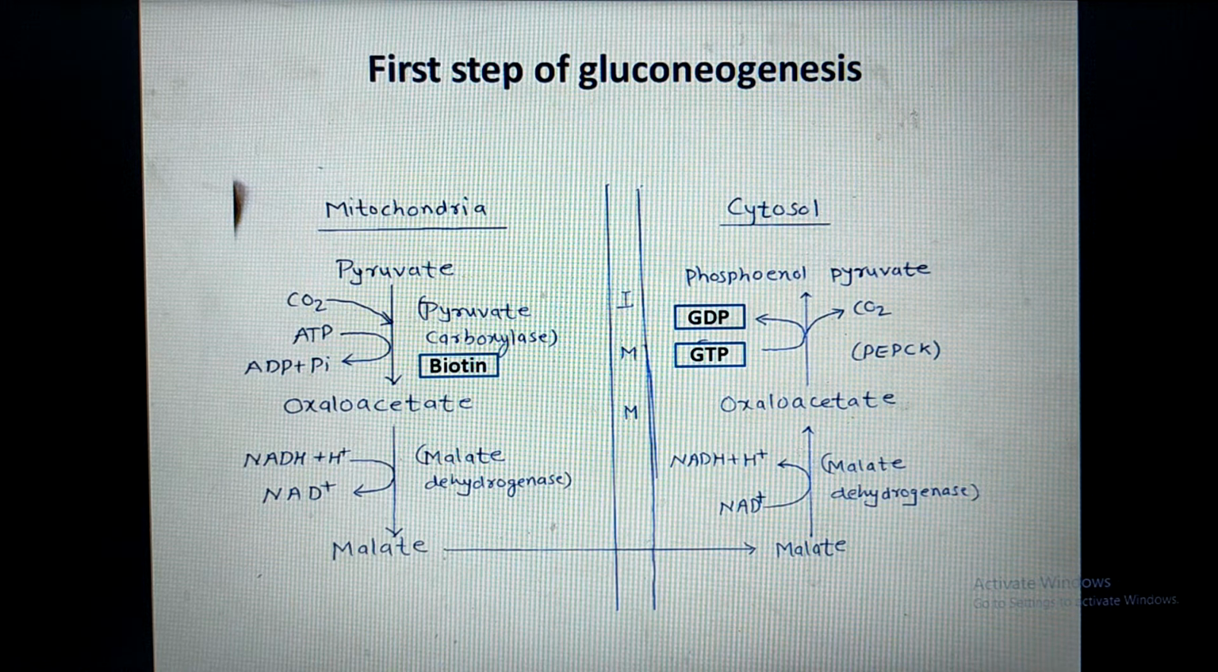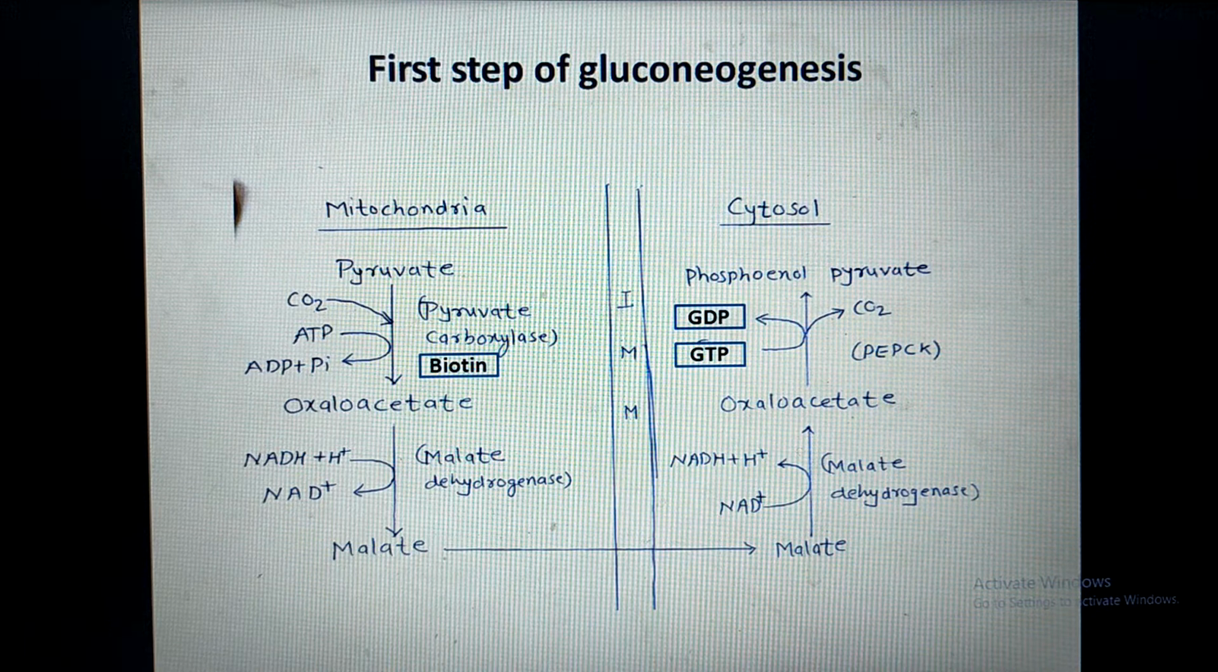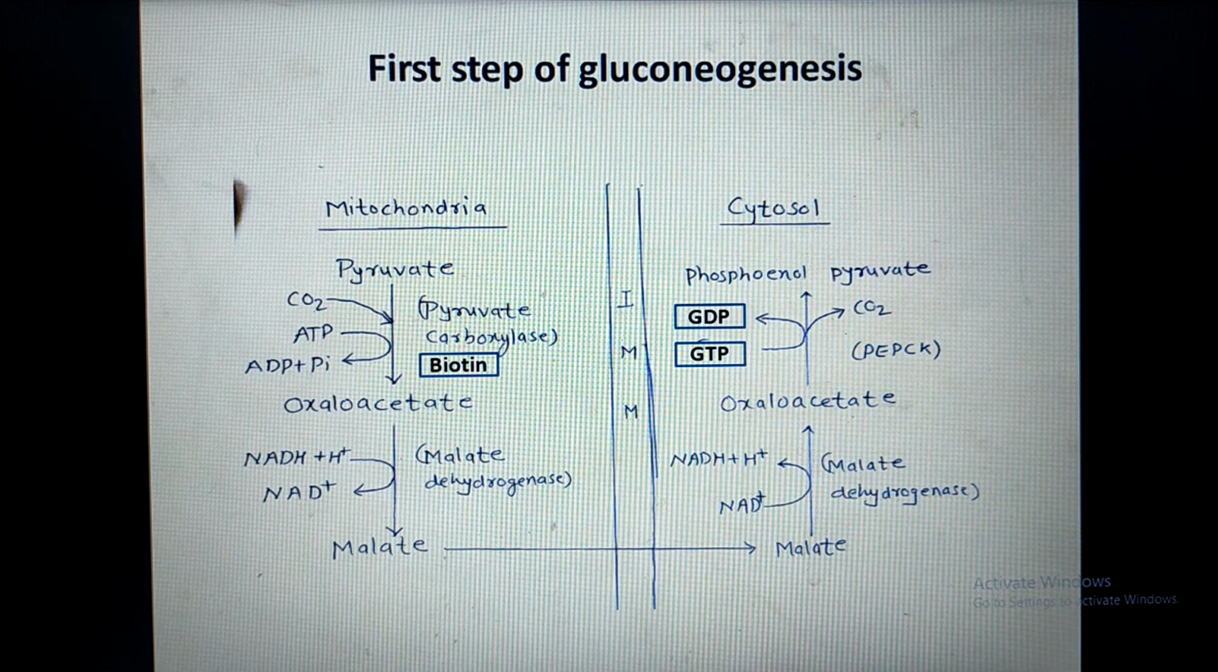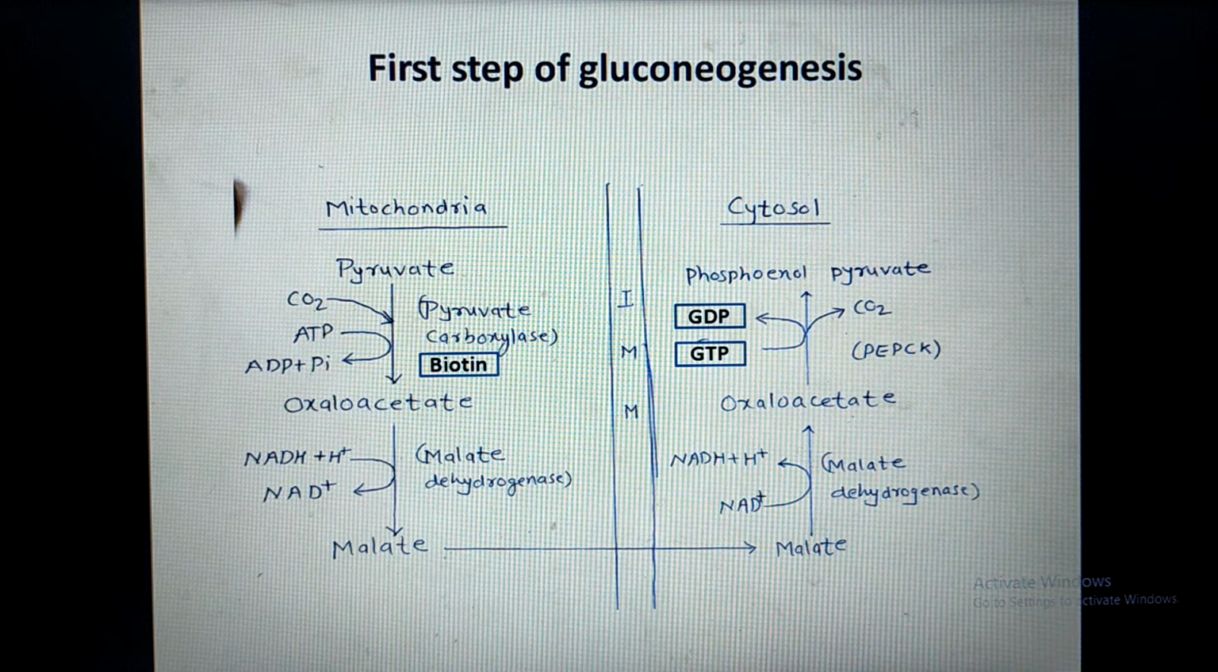Now the question is, why is this step required? This is because pyruvate is impermeable to the inner mitochondrial membrane. Only this step occurs in the mitochondria and the remaining steps occur in the cytoplasm. Therefore, pyruvate has to enter the cytosol or cytoplasm. But the inner mitochondrial membrane is impermeable to pyruvic acid. Therefore, it gets converted into oxaloacetate. But the inner mitochondrial membrane is also impermeable to oxaloacetate.